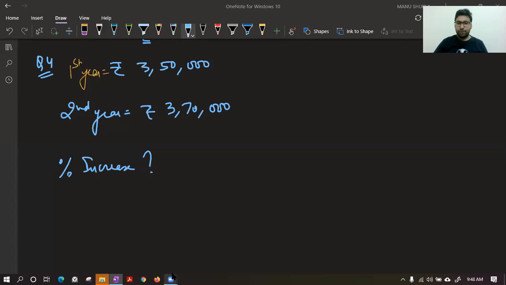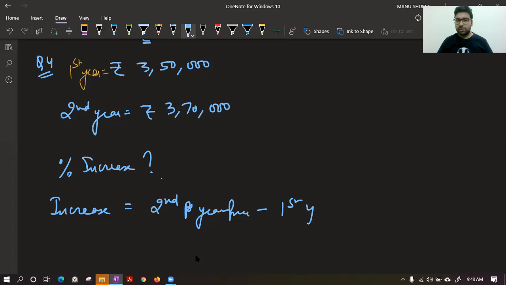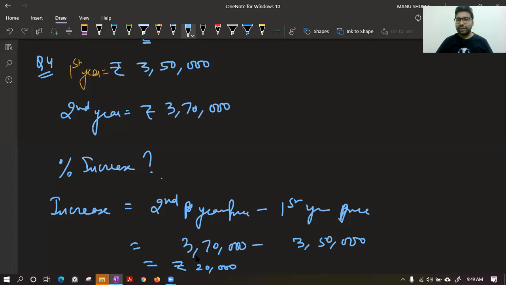Class, tell me, to find the percentage increase, what do we need to know first? First we need to understand the actual increase in rupees. Increase is given by second year price minus first year price. Put the values: 3,70,000 minus 3,50,000, and that is equal to rupees 20,000. So this is the increase in value, but the question is asking for increase in percentage.